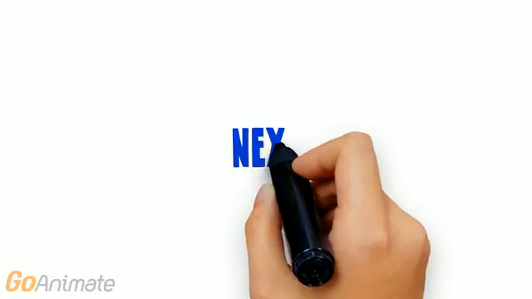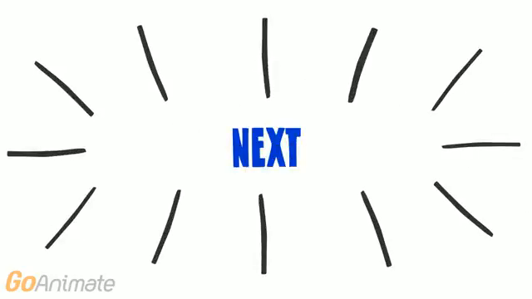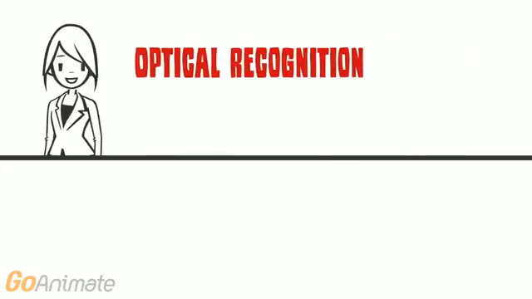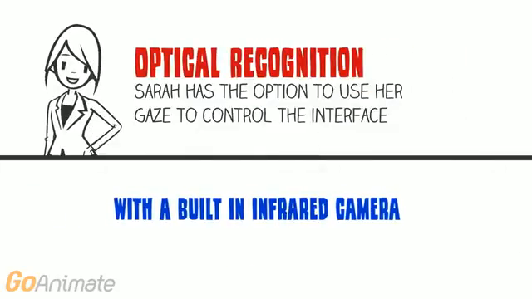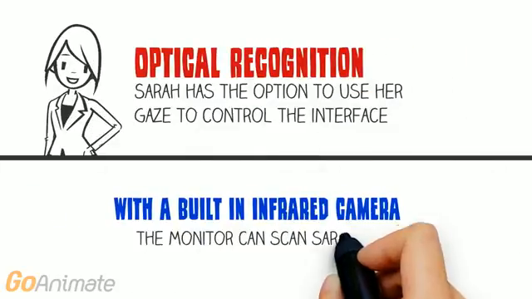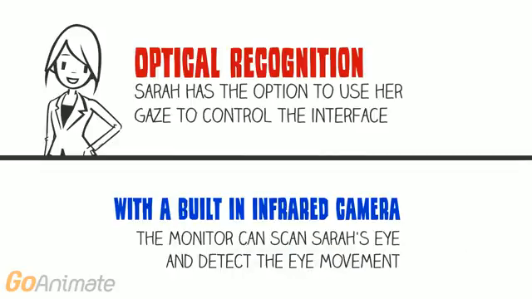Next, we'll focus on optical control. Sarah has the option to use her gaze to control the interface. With a built-in infrared camera, the monitor can scan Sarah's eye and detect the eye movement.